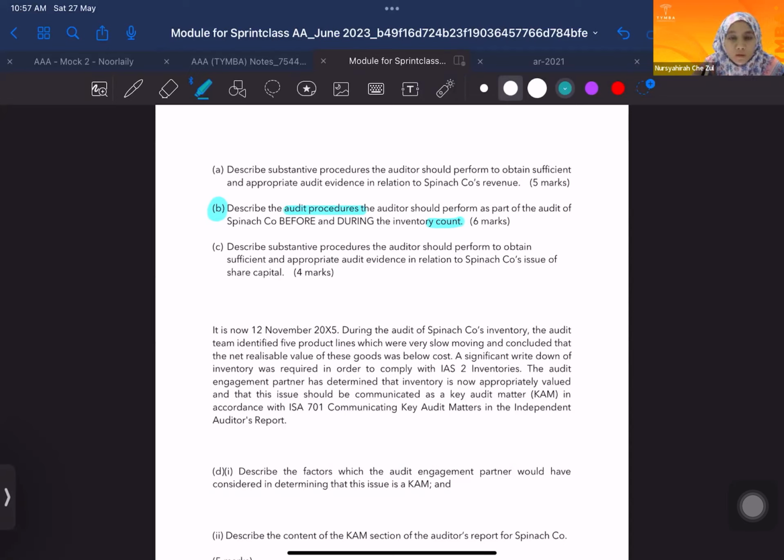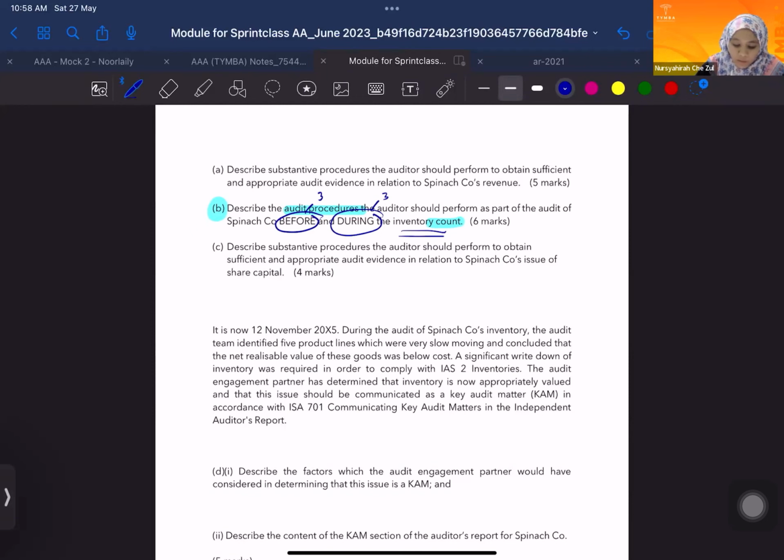Okay, so the meaning of this requirement is what should the auditor do before attending the inventory count and during that inventory count, because the auditor is going to attend that inventory count. So what are the things to be done by the auditor during that inventory count? Okay, so 6 marks. Let's put it this way: 3 before, 3 during.